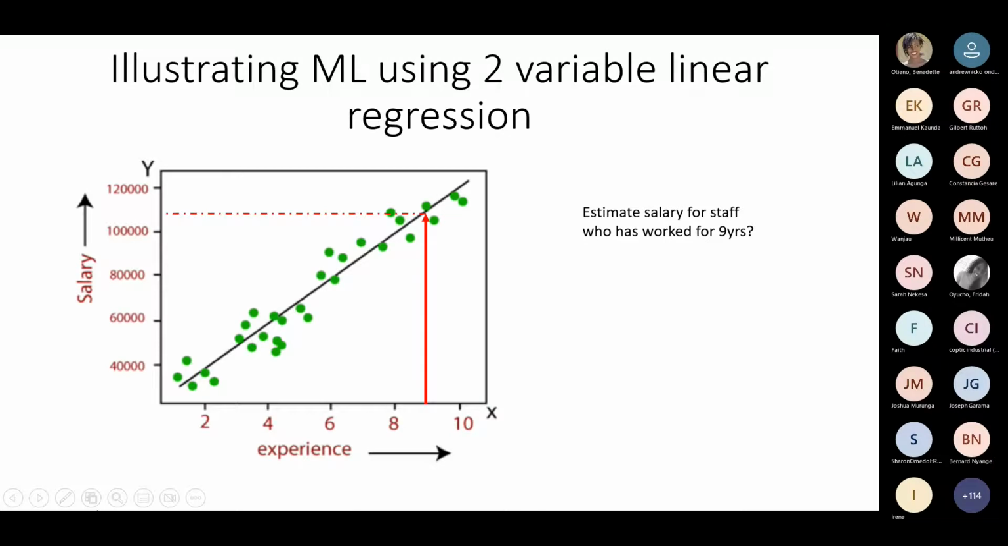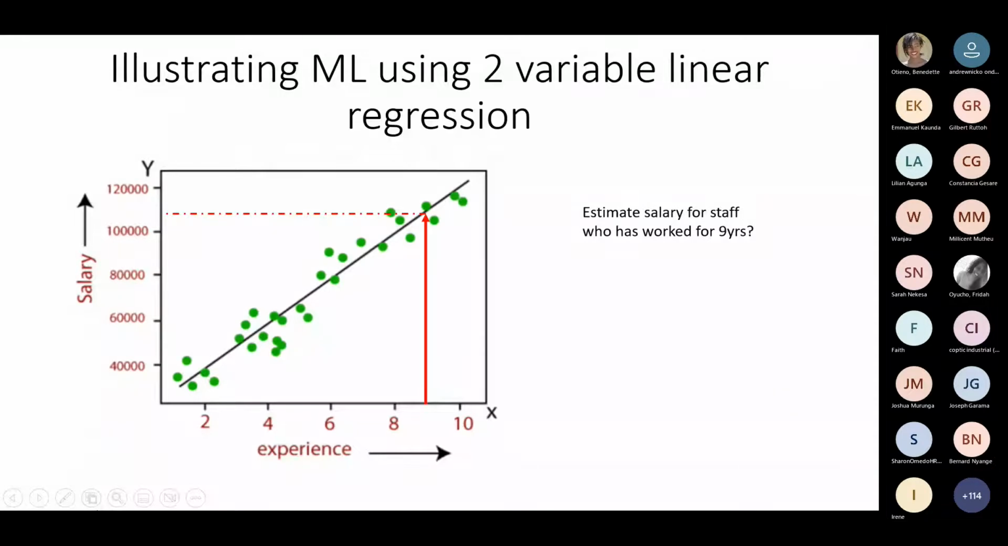So I wanted to share a simpler illustration of machine learning in everyday life. Even before it was called machine learning, there used to be a number of algorithms that people would use to predict certain quantities. So in this case, we have a linear regression being used to estimate, for example, what would be the salary for someone who has worked at a company for 9 years.